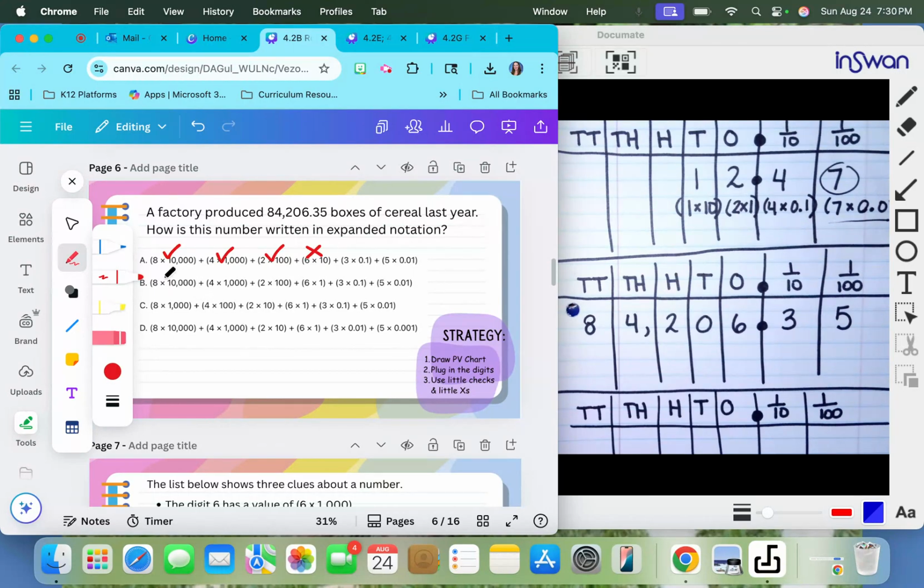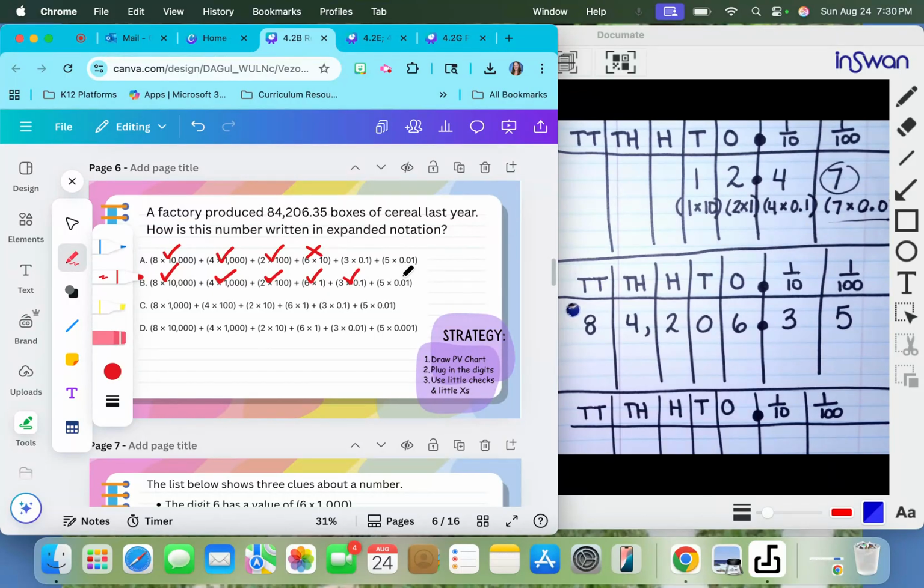Let's look at B. 8 in the 10,000s. Yep, we already checked that out. 4 in the thousands. Yep. 2 in the hundreds. Yep. 6 in the ones. Let's see. 6 in the ones. Yep, that's correct. Now to our decimal values. 3 in the tenths place. Do we have a 3 in the tenths place? We do. 5 in the hundredths place.